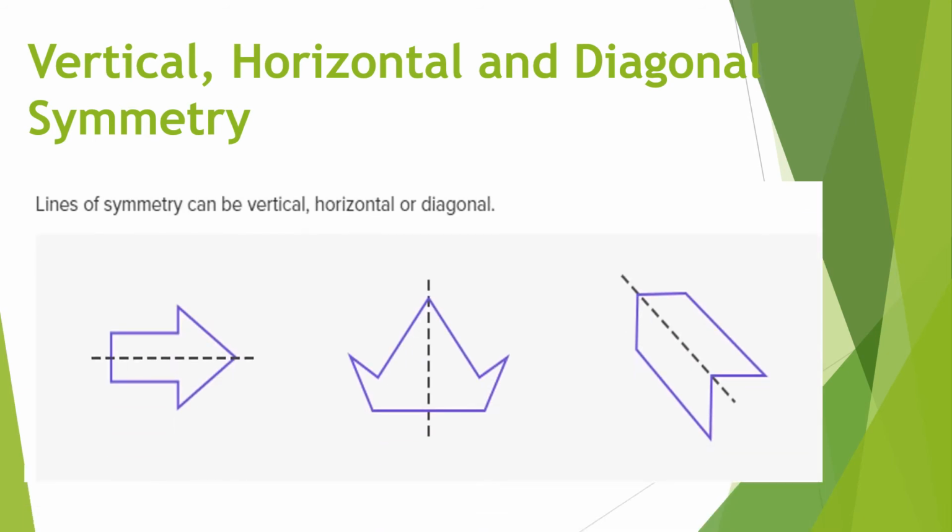Different shapes have got different lines of symmetry. Some are vertical, some are horizontal, and some are diagonal, as you can see from the shapes that have been shown below. The first shape has got a horizontal line of symmetry, the second one has got a vertical line of symmetry, and the last one on the extreme right has got a diagonal line of symmetry.